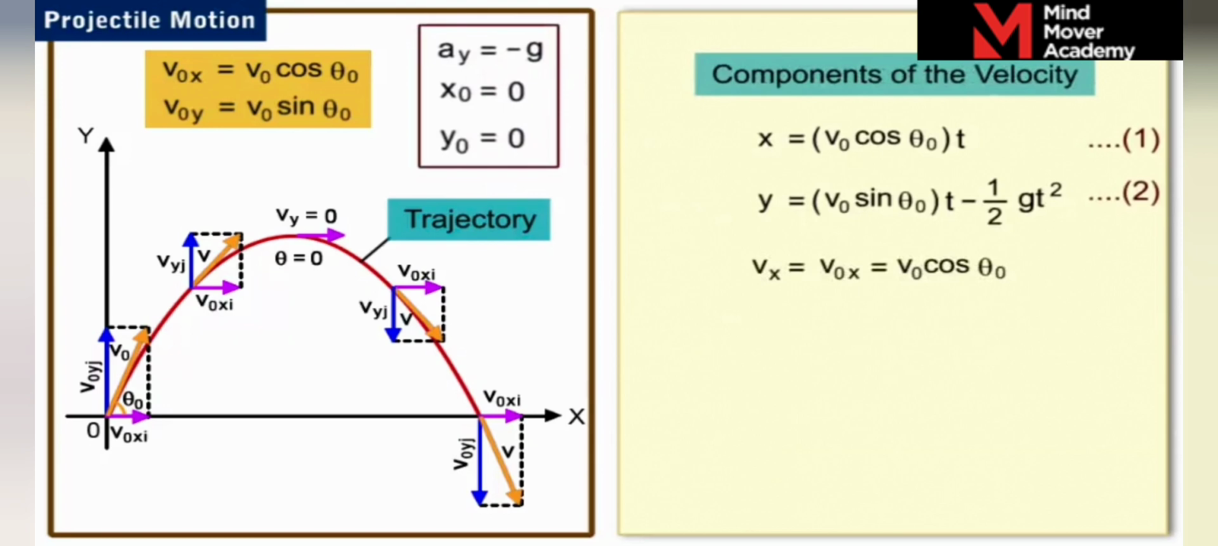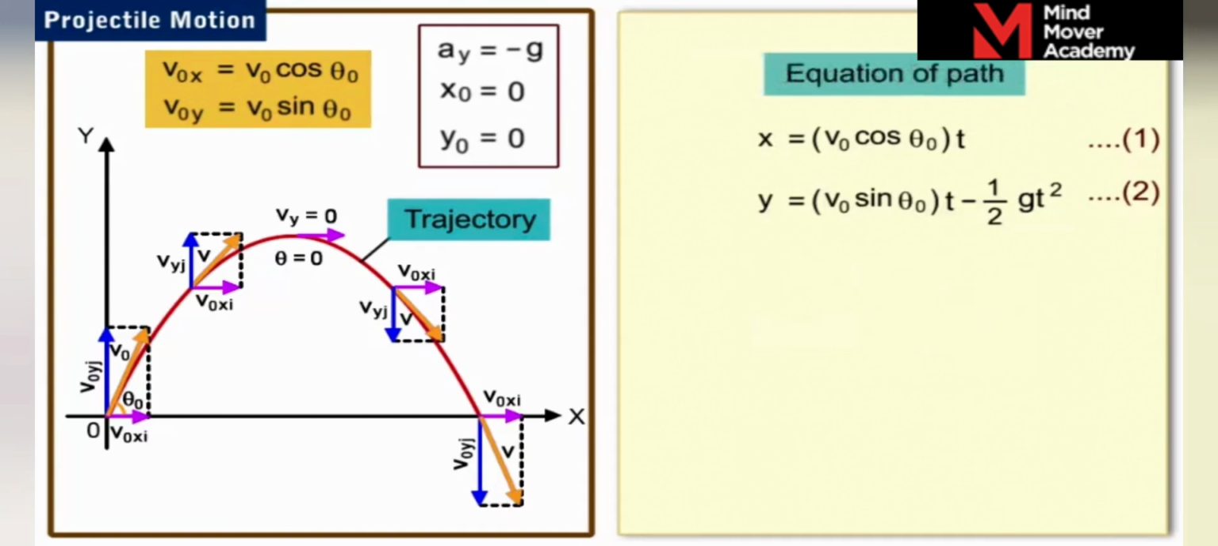Vx is equal to v0x, which is equal to v0 cos θ0, as the horizontal component vx always remains constant. As the vertical component of the projectile has acceleration equal to minus g, it keeps on changing with time. Hence, Vy is equal to v0 sin θ0 minus gt. Now let's write the equation for the path of the projectile.